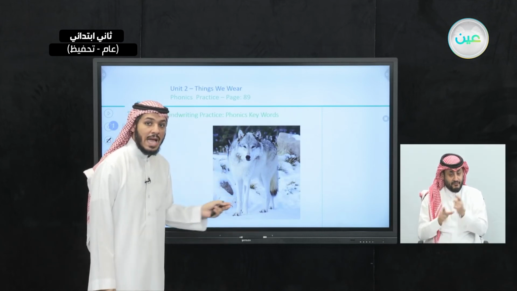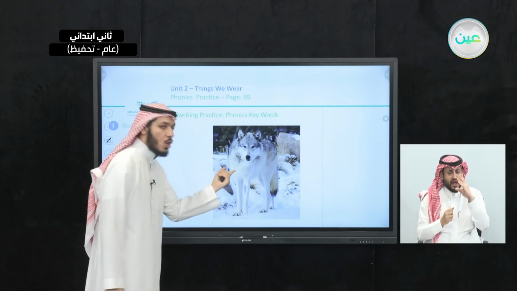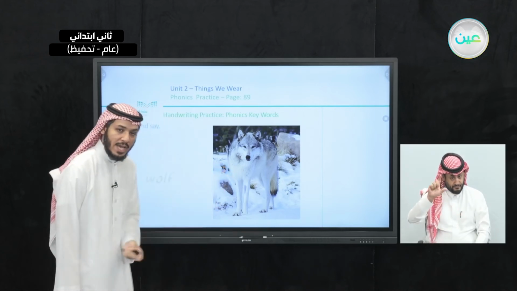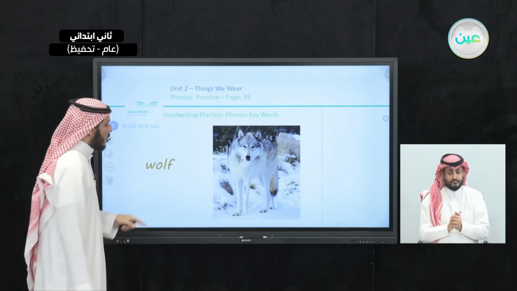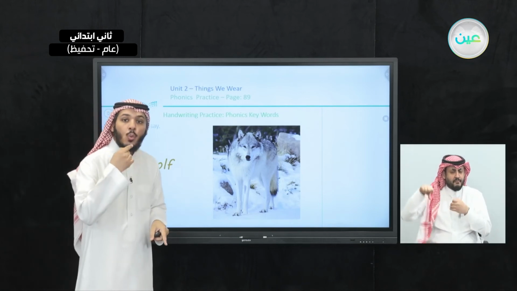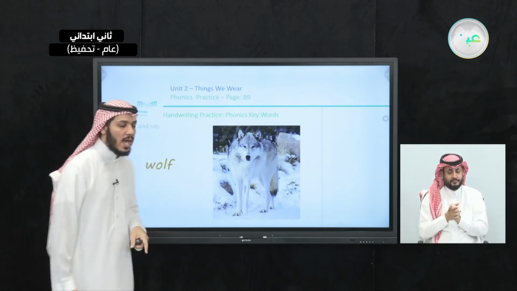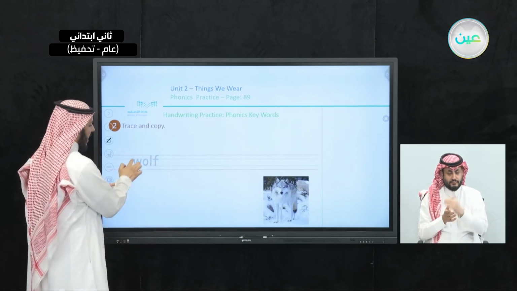Start with W, and W we pronounce as W. Okay. Can you tell me what is this? Wolf. Excellent. So we have wolf, wolf. Okay. So this is wolf. W here we pronounce as W. Okay. So we have wolf. Now let's trace the word wolf.